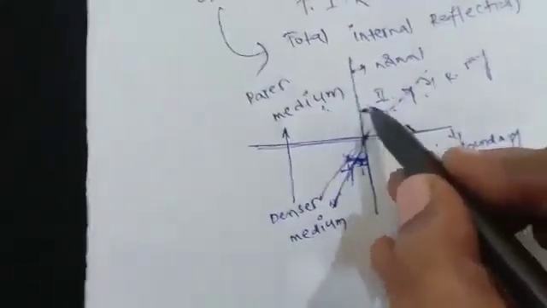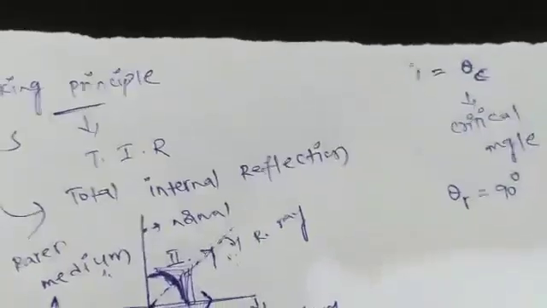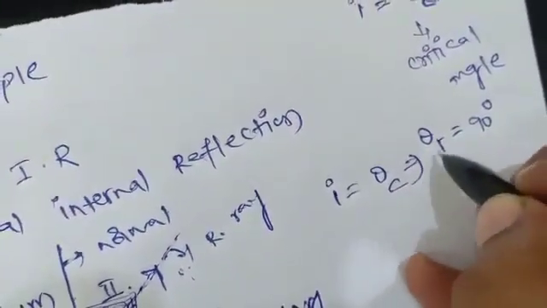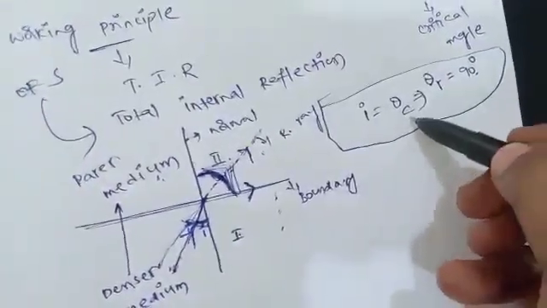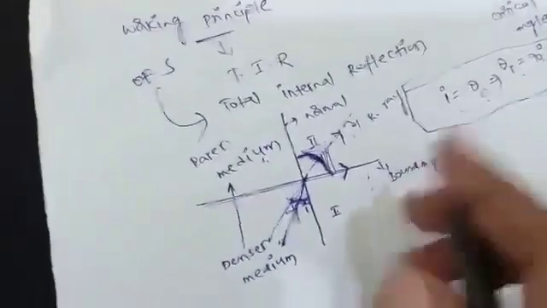What is the critical angle? It is the angle of incidence at which the angle of refraction, theta r, equals 90 degrees. So the condition is: when i equals theta c, then theta r equals 90 degrees. When the angle of incidence equals the critical angle, the angle of refraction equals 90 degrees. Clear?